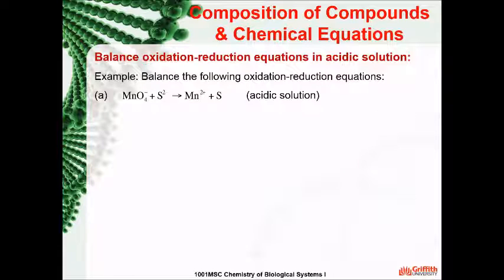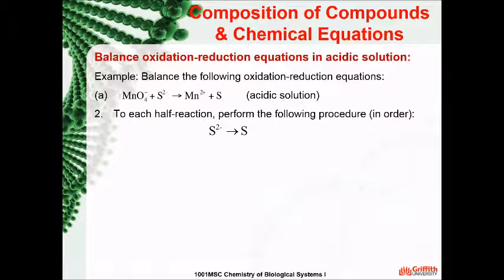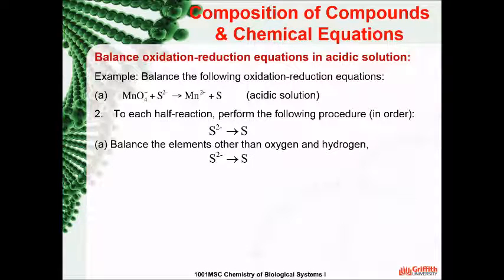Now we repeat the steps for the second half. Balance the elements other than oxygen and hydrogen. There's 1 sulfur atom on the left side and 1 on the right, so this element is balanced. Balance oxygen by adding H2O. There are no oxygens on any side, so we can skip this bit. Balance hydrogens by adding H+. Again, there are no hydrogens on either side, so we can skip this step.